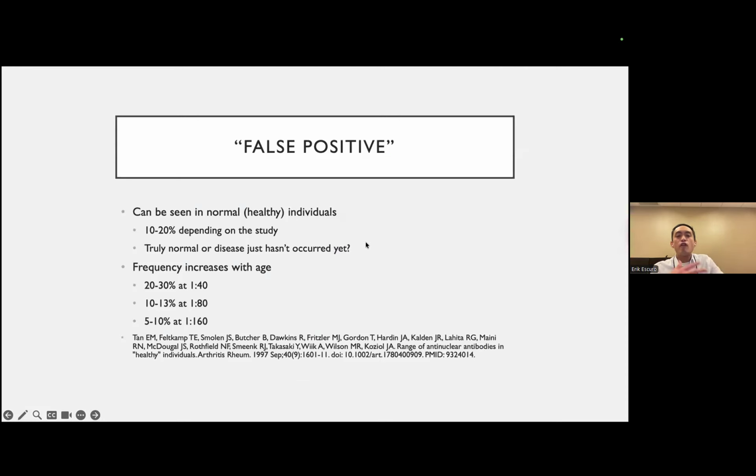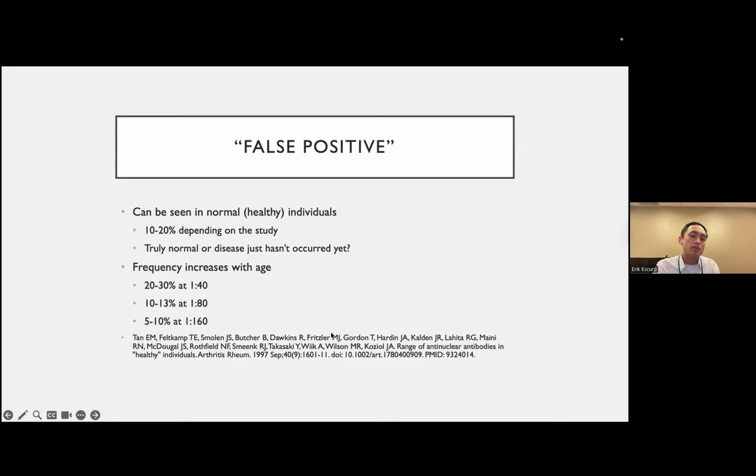So there's this idea of a false positive ANA, and I really try to avoid this term because false positive almost implies that there's something wrong with the test or there was an error in the test. The thing behind a false positive is just that at this point, I don't see any evidence of a systemic connective tissue disease, but that doesn't mean that it might not develop 5 years from now or 10 years from now. Maybe we just checked you too early.